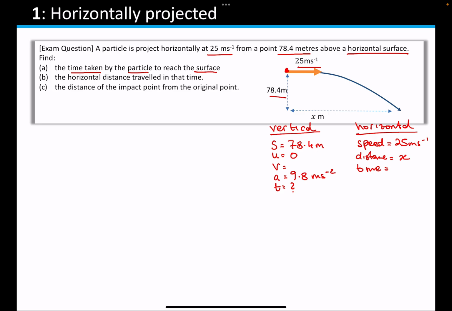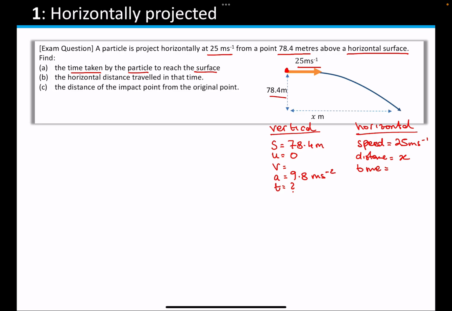So from here, we know that horizontally, we're simply using the formula speed equals distance over time. However, because we have two unknowns, we cannot do anything horizontally. So we must look at it from the vertical perspective. In the vertical perspective, we have two items missing. However, remember the SUVAT equations. There are 5 different equations, and each equation has one of the variables missing.